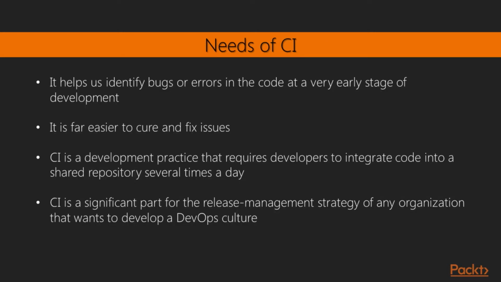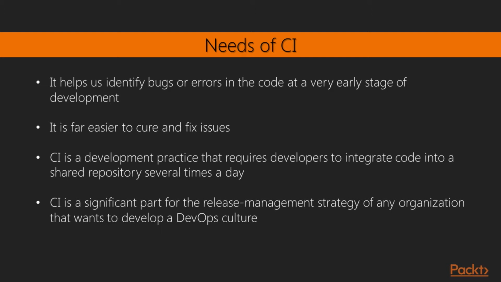So why is CI needed? Because it makes things simple and helps us identify bugs or errors in the code at a very early stage of development, when it is relatively easy to fix them. Just imagine if the same scenario takes place after a long duration and there are too many dependencies and complexities we need to manage. In the early stages, it is far easier to cure and fix issues. Consider health issues as an analogy, and things will be clearer in this context.